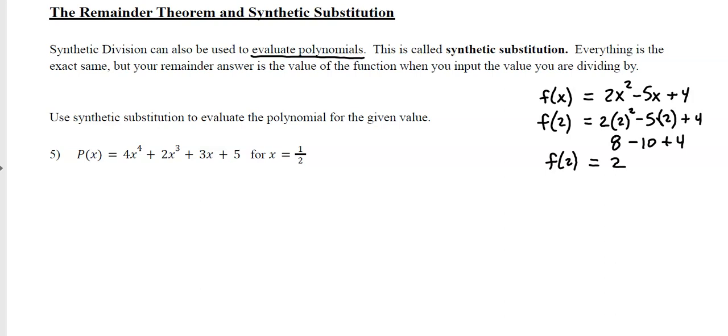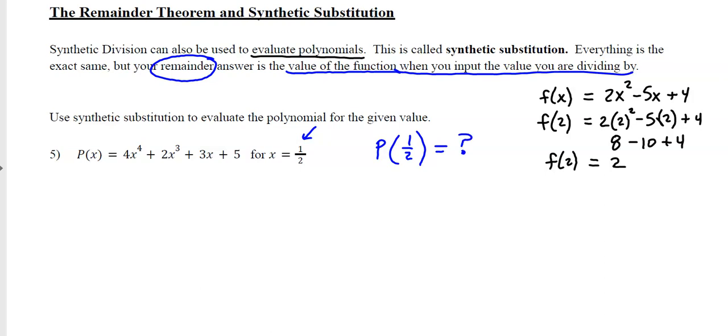So something you can do, using synthetic division, is almost work backwards a little bit. On number 5, it says use synthetic substitution to evaluate the polynomial for the given value. Whatever remainder you get when you do synthetic division is going to be the value of the function when you input this. So when I plug 1/2 into that equation, my remainder is the answer. Right now, I'm trying to figure out what p of 1/2 is going to be.